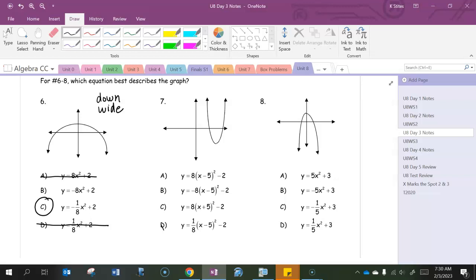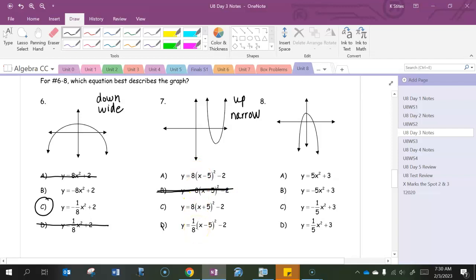Okay. All right, now let's look at number 7. This one is definitely opening up, and I'd also say it's more narrow compared to the first one. So let's worry about opening up first. That means our a value has to be a positive. So we're going to come through here, and I'm going to look for all my a values that are negative and get rid of them. This one is gone. Okay, the rest of these look good.